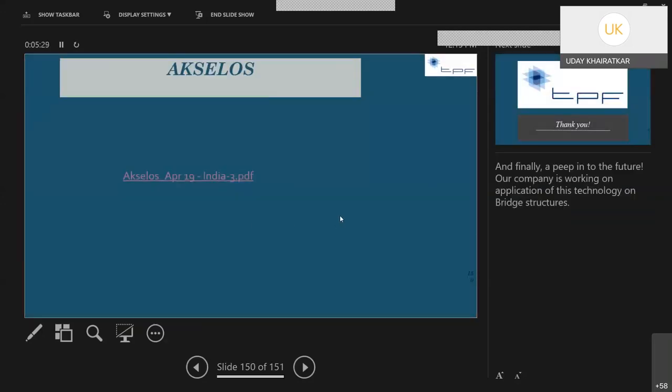And the purpose of showing this slide was that the future of the bridge condition survey is going to be real-time continuous monitoring of the structure.